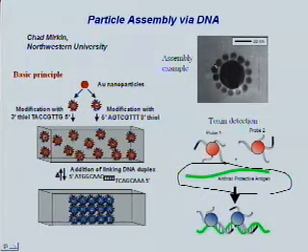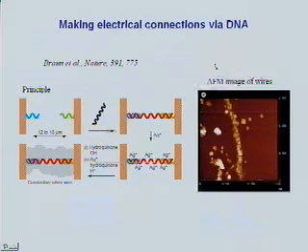If you have been to the last departmental seminar, you saw all those colored arrays. All of them are made on binding of complementary DNA strands. And finally, something that's interesting, maybe not that useful, the so-called DNA electrical connections.